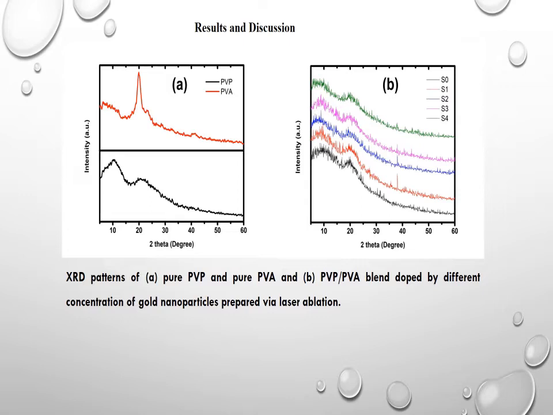According to this peak, we can calculate the crystallite size of the prepared gold nanoparticles by the Debye-Scherrer equation, and found it to be 19.43 and 32.76.